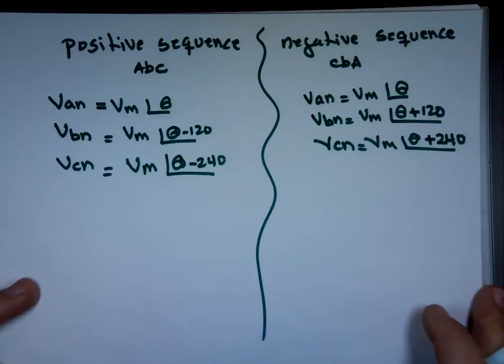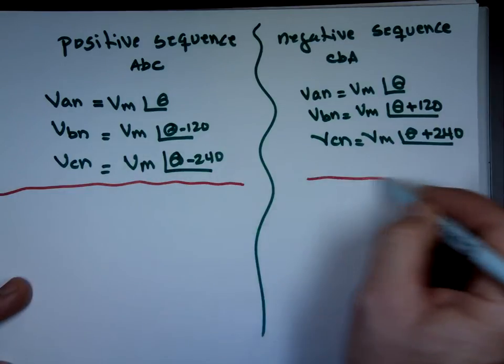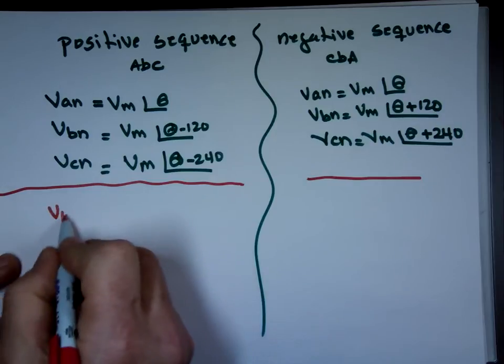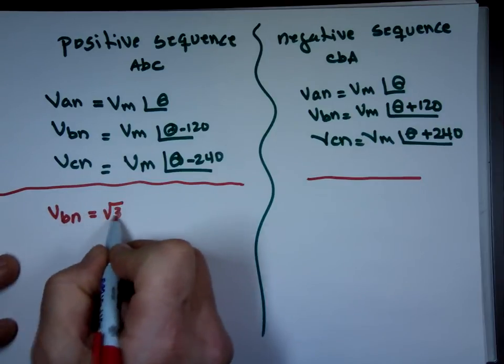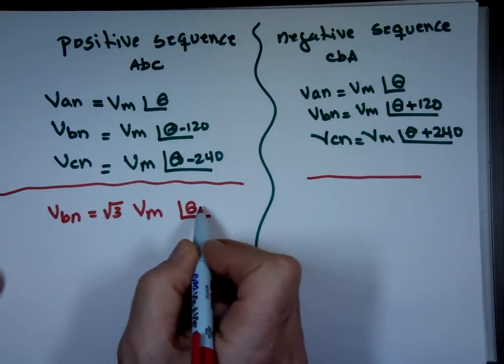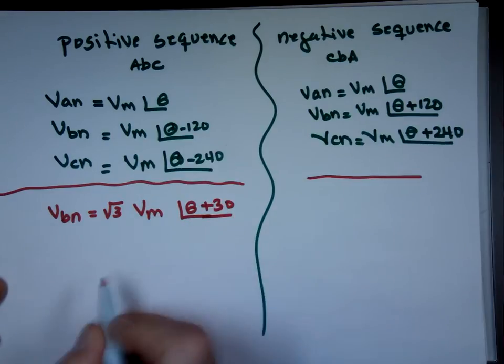The other thing you will find out is, if you know VAN, then you can find VBN. We said VBN is going to be the square root of 3 times the maximum value, and the angle you'll add to it, not subtract, I'm sorry. Add to it 30 degrees. These are all degrees.